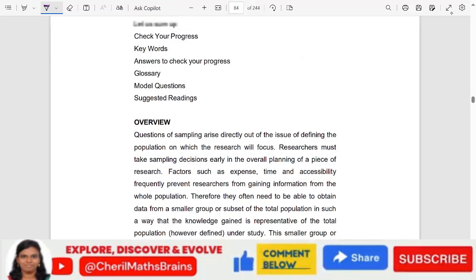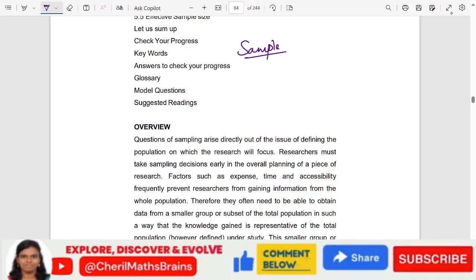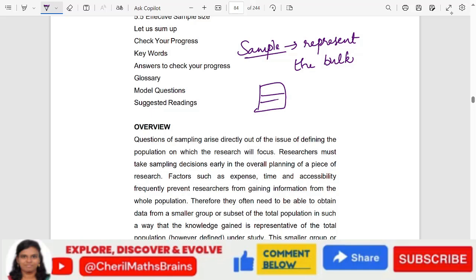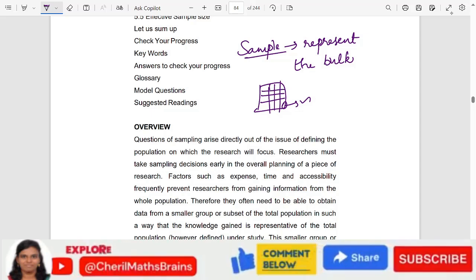So what is a sample? So when you talk about a sample, you say that when you go to a shop to try something, you'll ask them for a sample. Sample means it is going to represent the population. It is going to represent the entire population or the bulk, you can say. If there is a box of sweets, if you try one sweet alone, it's more than sufficient to tell us the taste or how the other sweets will be in that same particular box. Okay, that is what the sample talks about.